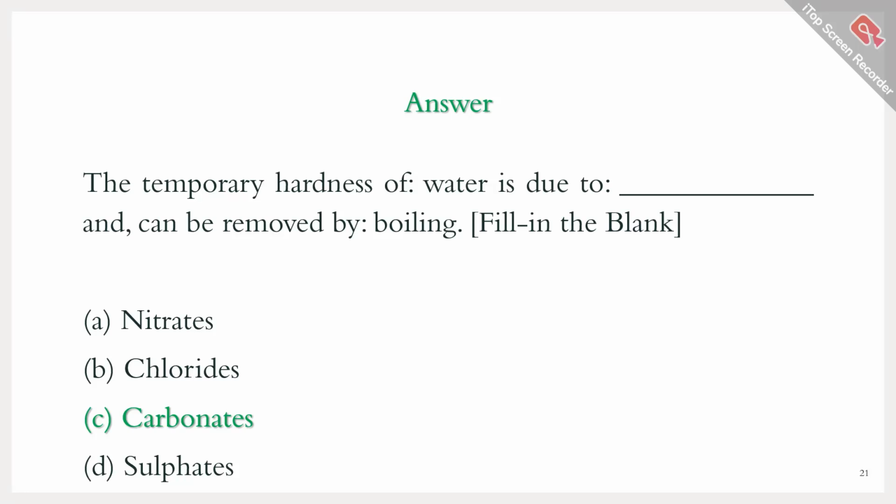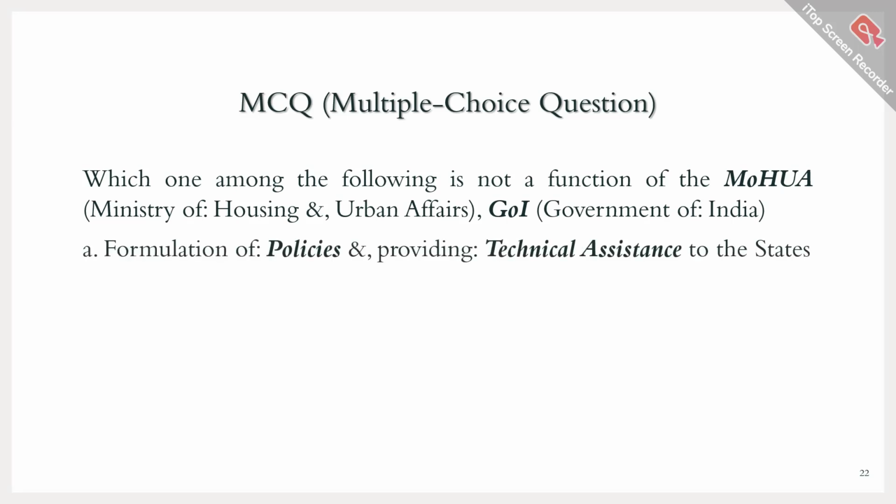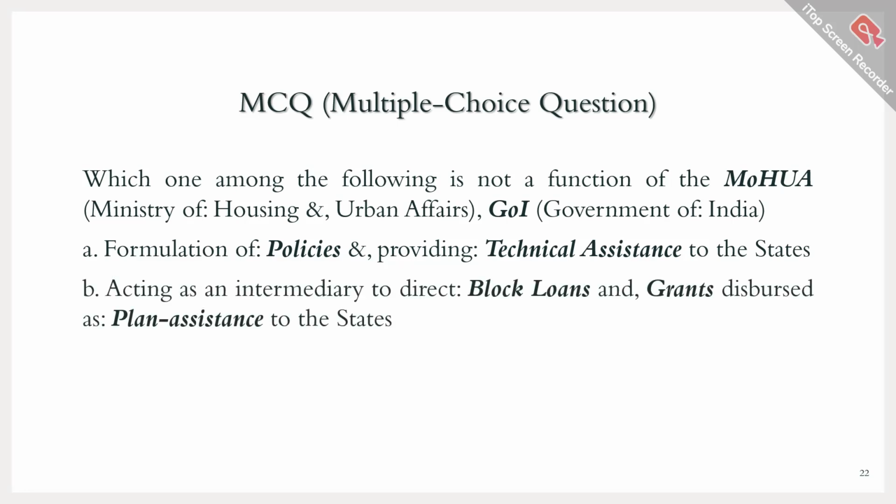Now we'll proceed with our next MCQ. Which one among the following is not a function of the Ministry of Housing and Urban Affairs, Government of India? Option A is formulation of policies and providing technical assistance to the states. Option B is acting as an intermediary to direct block loans and grants distributed as plan assistance to the states.